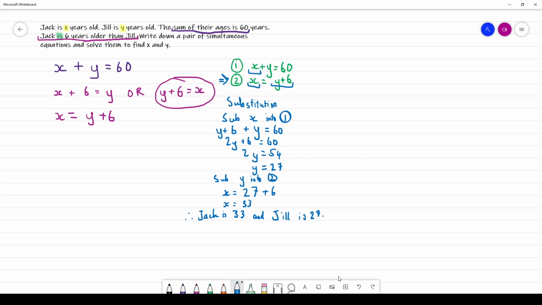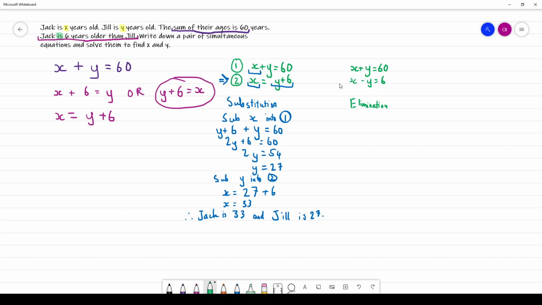And that's it. But I did mention we could use elimination. Let's have a look at that, shall we? So if I do elimination over here, how can we do elimination? If I write my equations again, I'll have x plus y equals 60. And here, equation 2, we could rewrite equation 2 so that we have x and y both on the same side. So if I minus y from both sides here, I'll have x minus y equals 6.